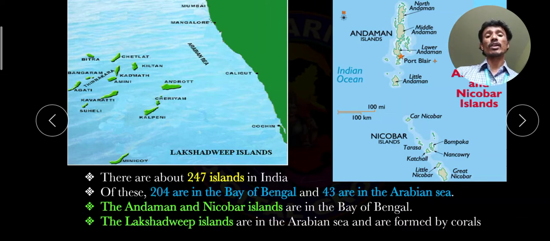So the speciality of the Arabian Sea islands is that they are formed by corals, that is, coral stones. Those coral stones are very useful to make jewelry. There are 247 islands, of which 204 are in the Bay of Bengal and 43 in the Arabian Sea. Andaman Nicobar Islands in the Bay of Bengal, Lakshadweep Islands in the Arabian Sea. The Lakshadweep Islands are most famous because they are formed by corals, coral stones. So dear students, this is your lesson, Indian Physiography.